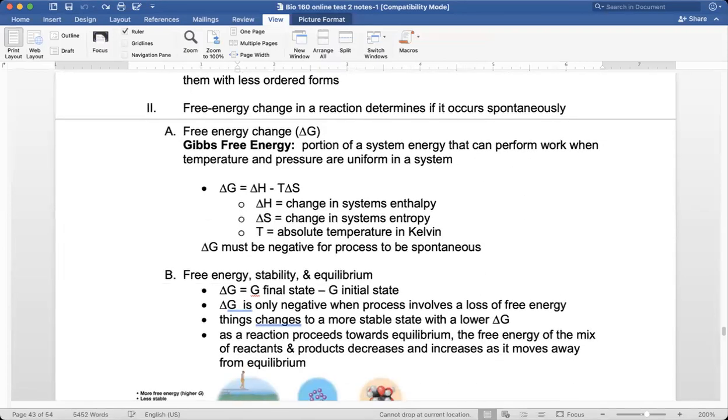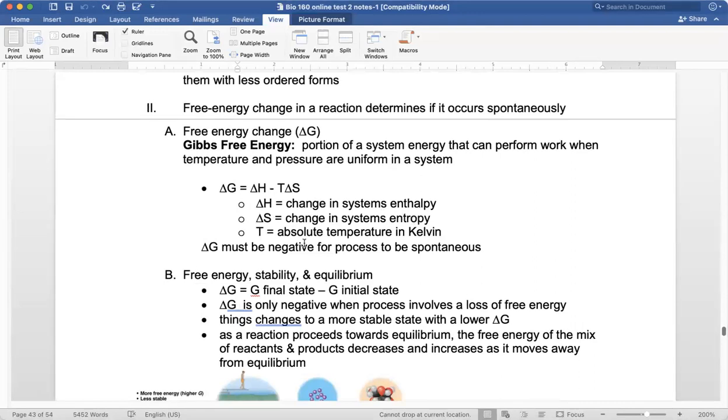When we look at free energy, it's the amount of energy that can be used to perform work. There are different components that make it up. In chemistry, you do more of the calculations of these things. In here, you just want to know the components of free energy. It's made up of the change in enthalpy, the change in entropy, and the absolute temperature in Kelvin.